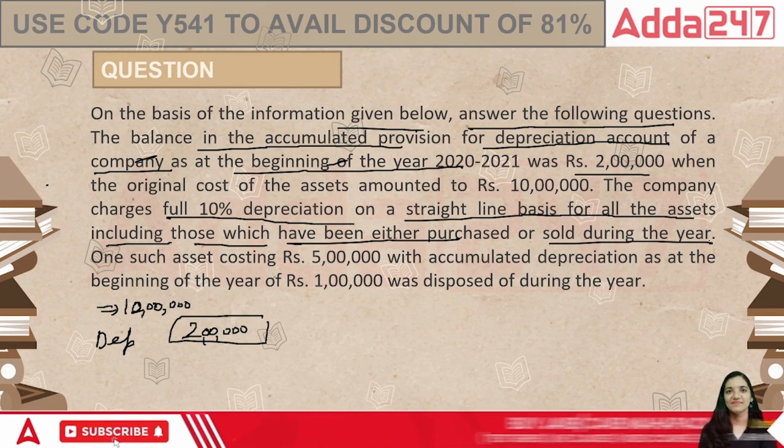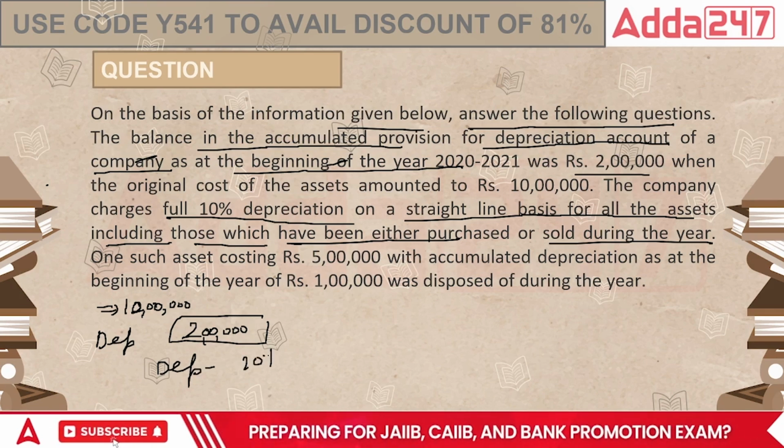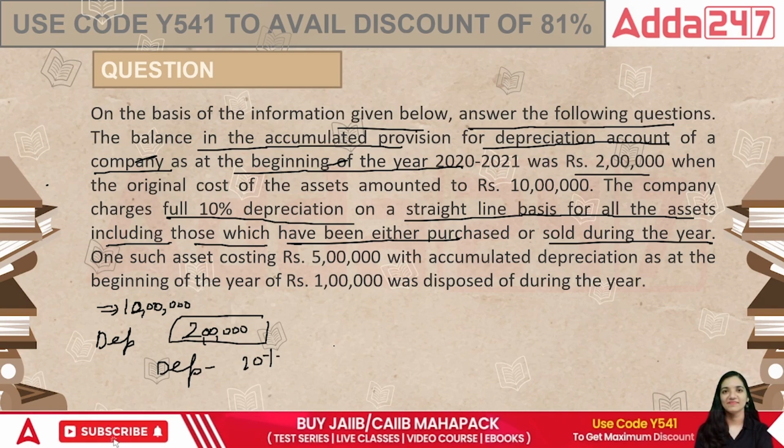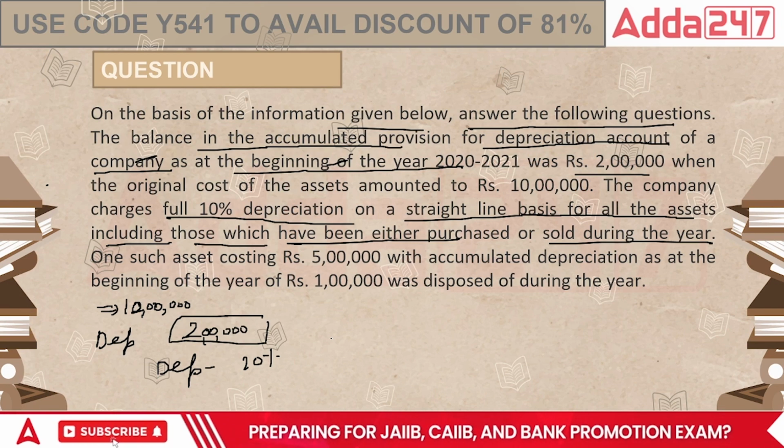Basically, they are saying that the company will depreciate the books of accounts at the rate of 10%, and on a straight line basis, that whatever they have been taking, they have been doing it the same way every year, right? And they are selling it.